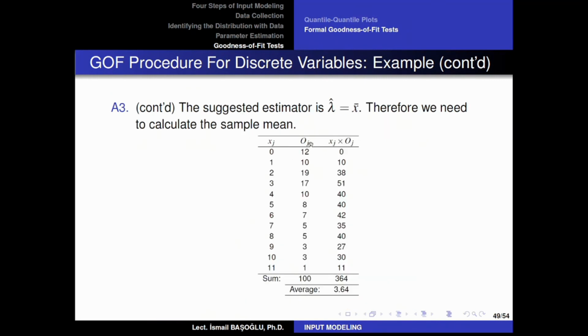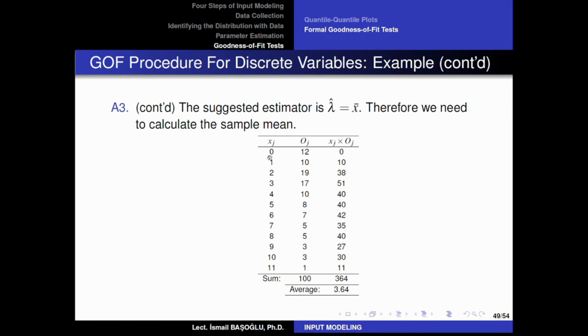Now, remember, these are my observed frequencies. In 12 of the days, I observe 0. In 10 of the days, I observe only 1 car. In 19 of the days, I observe 2 cars, and so on and so forth. Now, if I am going to check if the distribution follows Poisson distribution, I need to check the lambda parameter. And how do I check the lambda parameter?